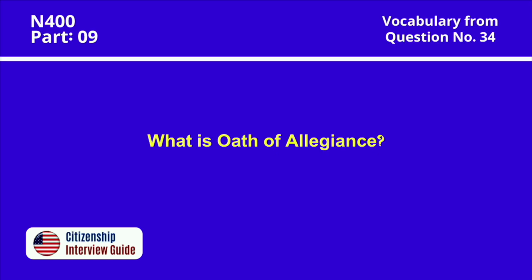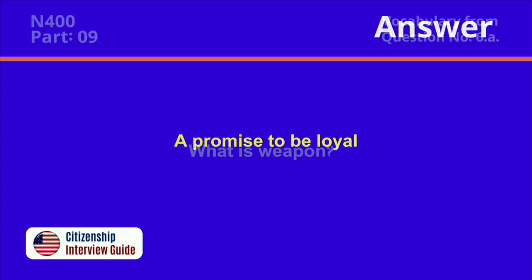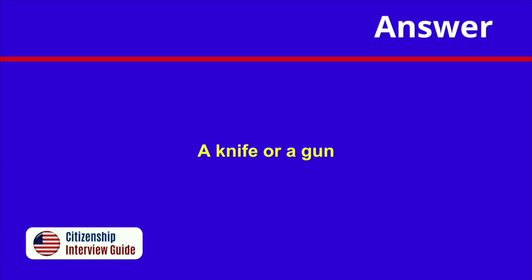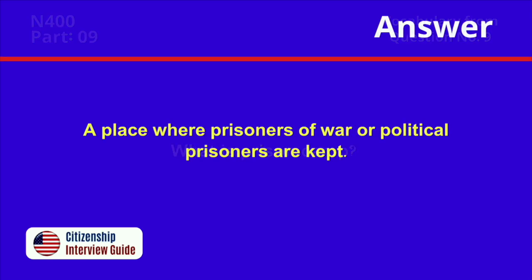What is oath of allegiance? A promise to be loyal. What is weapon? A knife or a gun. What is prison camp? A place where prisoners of war or political prisoners are kept.